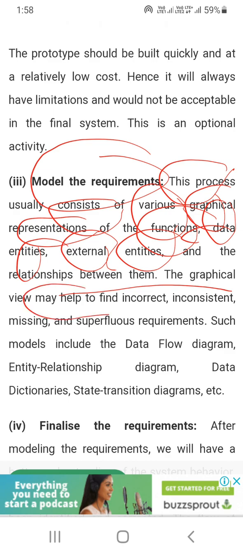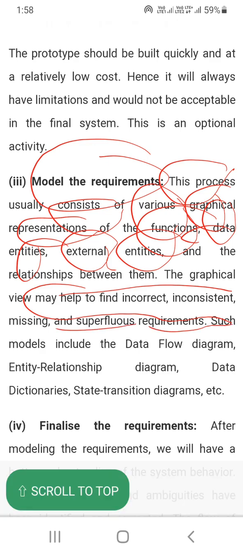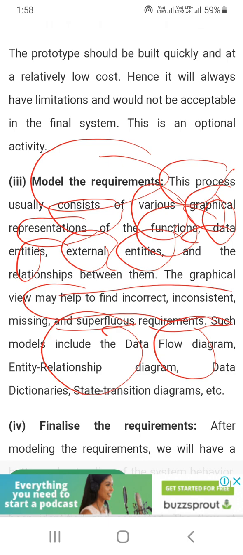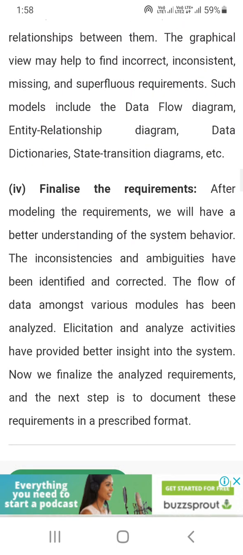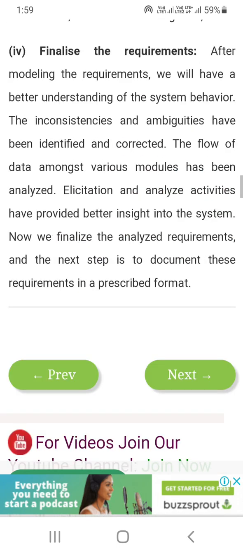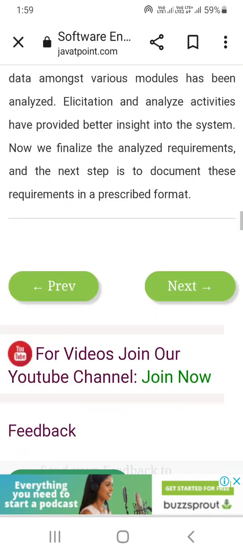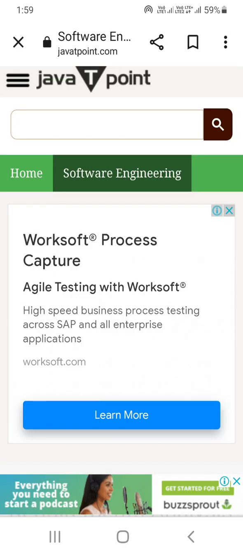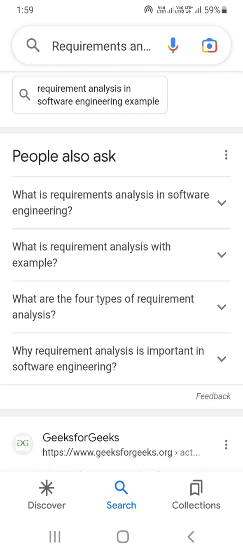The graphical view may help in finding and correcting inconsistencies and missing requirements. Such models include the data flow diagram, entity relationship diagram, data dictionary, state transition diagram, etc. Now finalize the requirements. After modeling the requirements, we understand the system behavior and get better insight into the system. And then, so this was all about what software requirement analysis is.